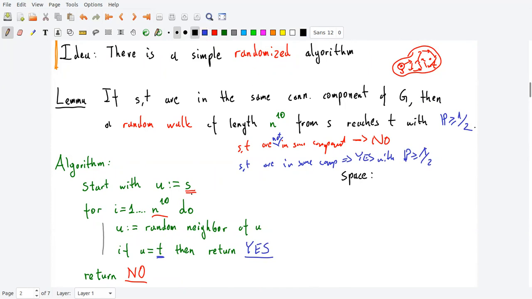So what is the space complexity of this algorithm? What do we need to store during its execution? Well, we need to store the current vertex u. This is log n bits. And moreover, we need to store i, the counter: where are we during the random walk? This is say 10 log n bits, because we need to store it in binary, and this counter goes from 1 up to n to the 10. So all in all, this amounts to order of log n space.